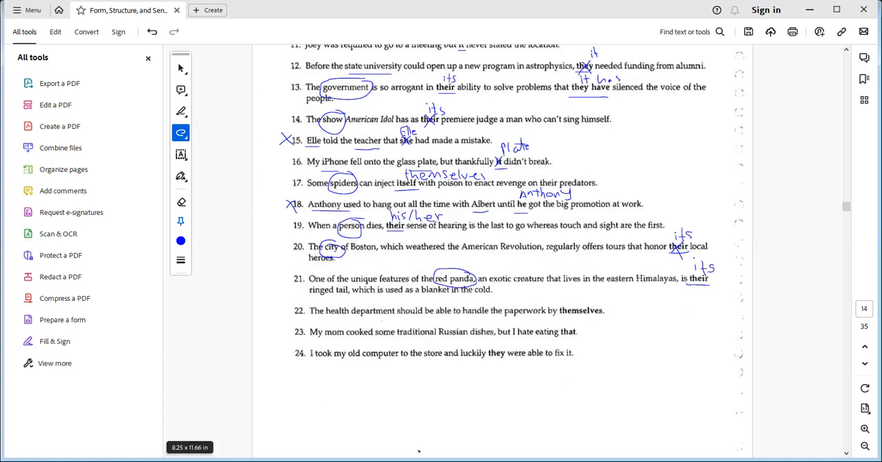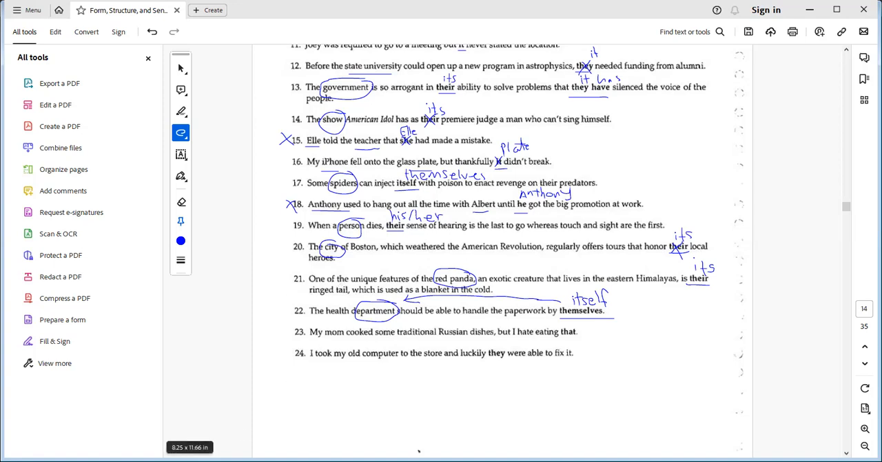The health department should be able to handle the paperwork by themselves. Themselves, too. Department, to by itself. Itself, because here we're talking about the department. So it's going to be itself. Okay. Thank you. 23.